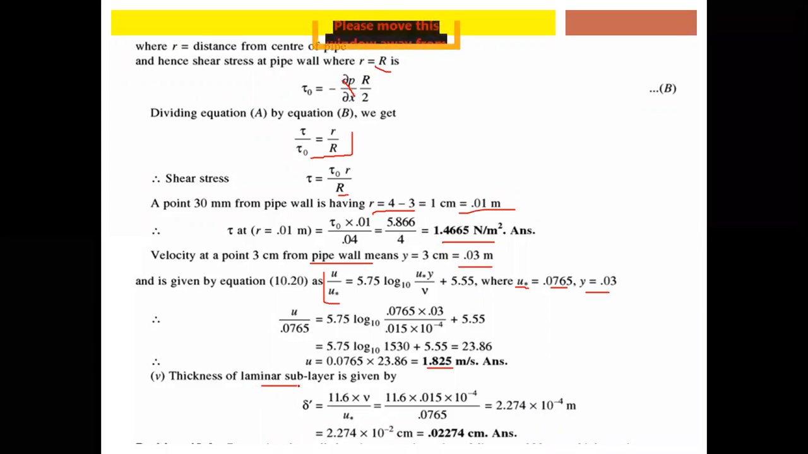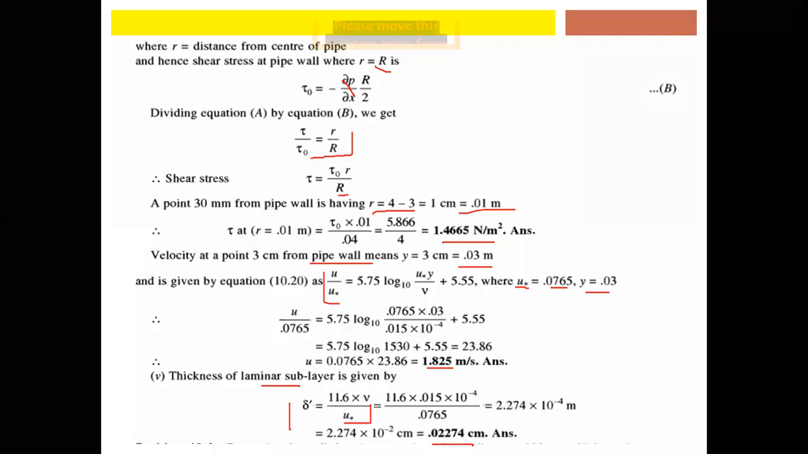Next, the thickness of the sublayer is given by delta dash is equal to 11.6 into v by u star. This is the formula. Now 11.6 into v, which we found, 0.015 into 24 of 4 u star value. Therefore, after substituting, you are getting the value 0.02274.